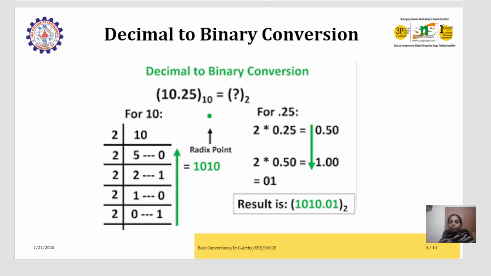After multiplying, I'll get the values like this. And here, we have to consider only the integer part from top to bottom. So not from bottom to top, but from top to bottom: 0 and 1. So 01 is the equivalent. We have to write these two outputs together, right? So for 10, it is 1010. We write the point here. For 0.25, it is 01.